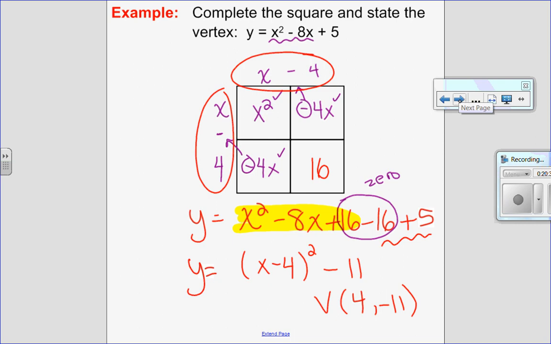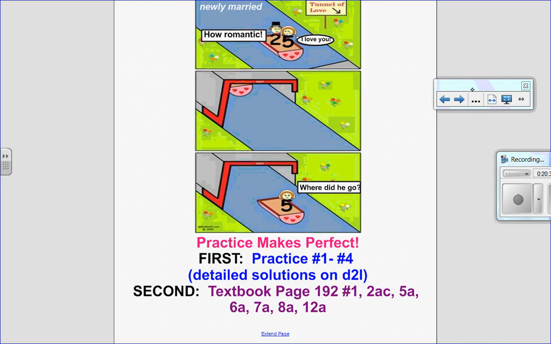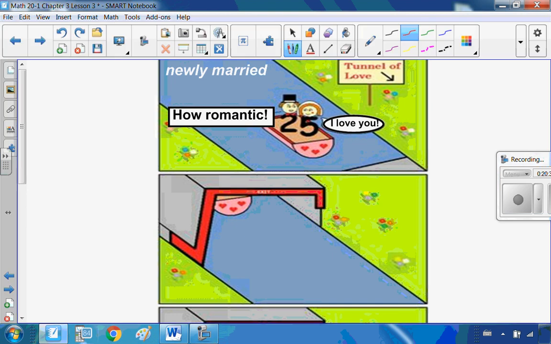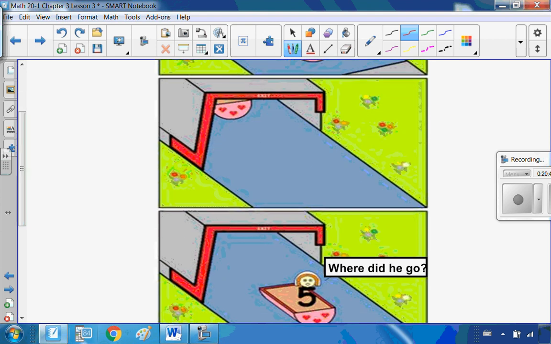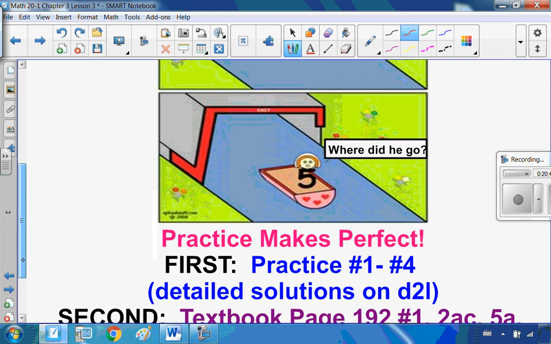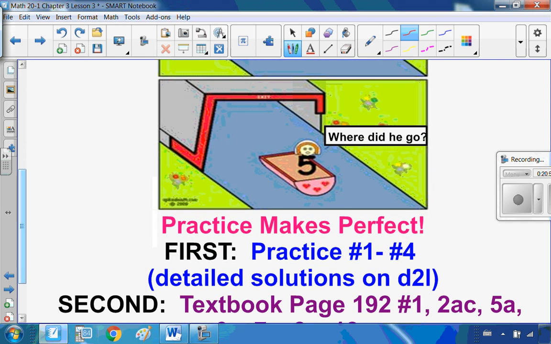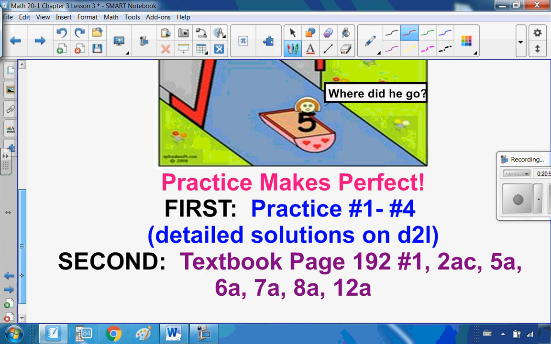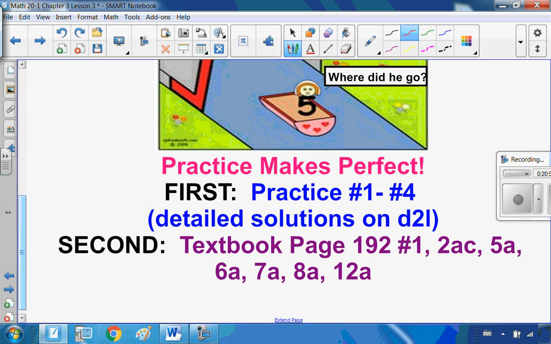Now I share with you a tragic tale of perfect squares on their honeymoon. This newly married 2 and 5 come together. They go through the tunnel of love, not realizing that it is a square root tunnel of love. And 2 and 5, or 25, go in, but only 5 comes out. What a tragedy. Shakespeare has nothing on this girl.